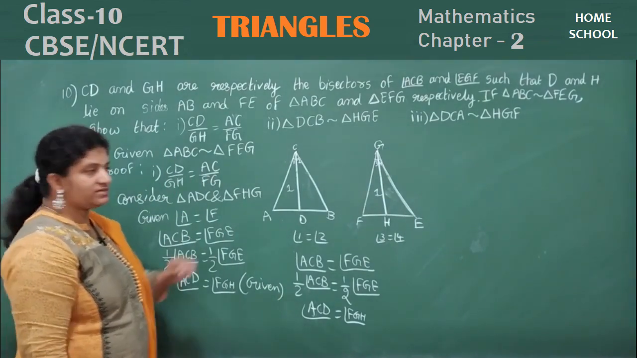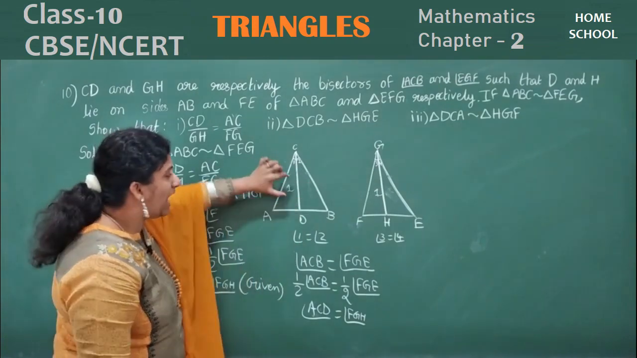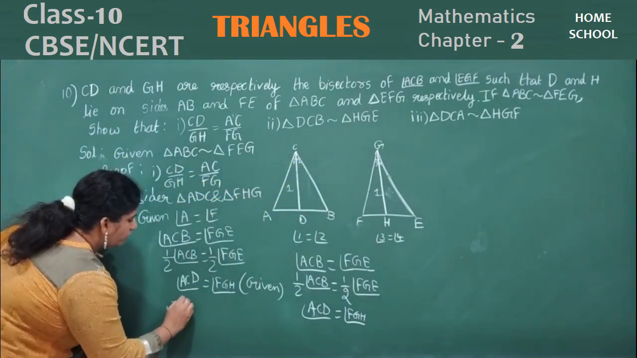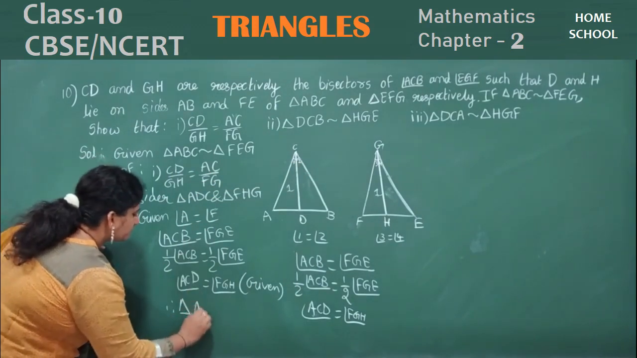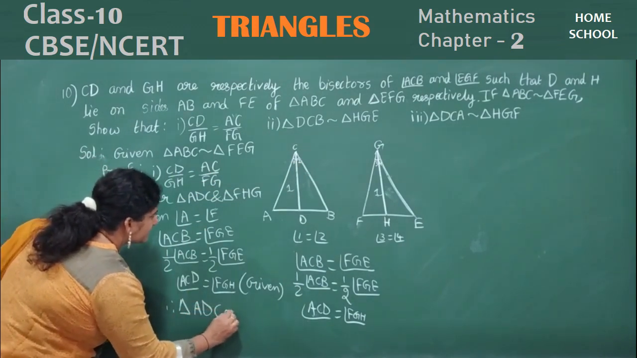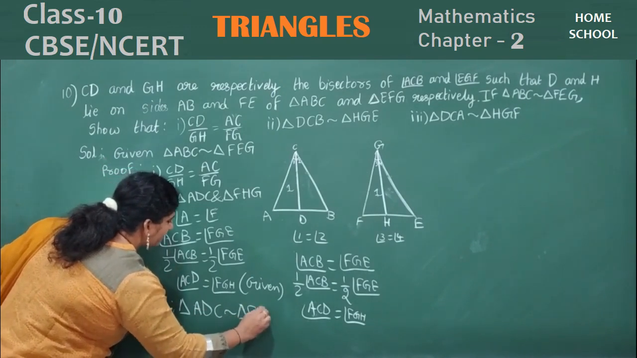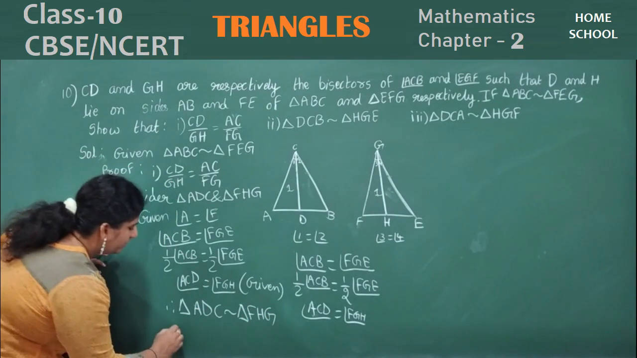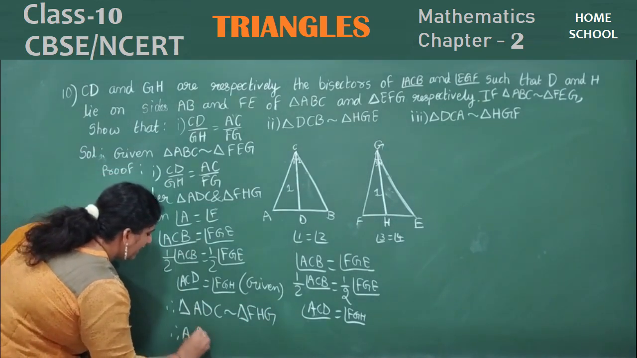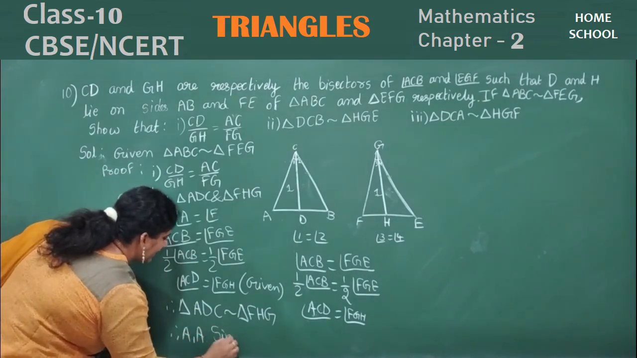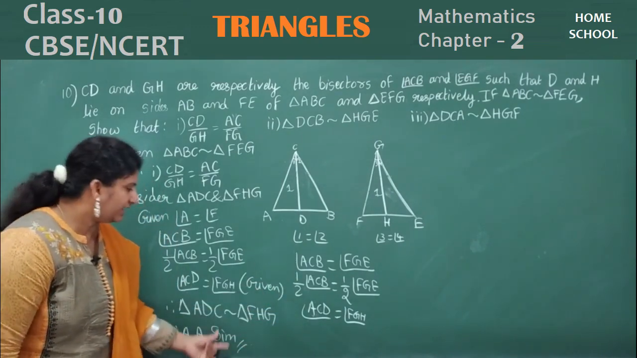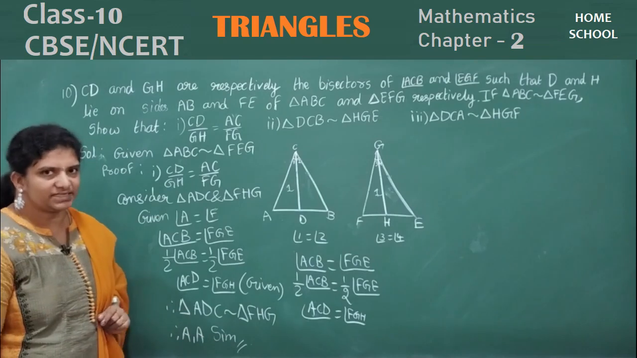Which two triangles? It's not complete triangles. Part of the triangles is our question. So therefore, triangle ADC is similar to triangle FHG. By what am I saying these are similar? Therefore, by angle similarity criteria. So you complete this. Angle similarity criteria. These two triangles are similar.